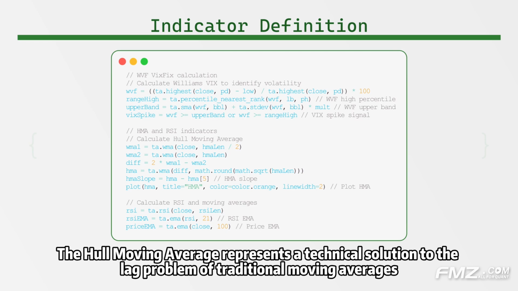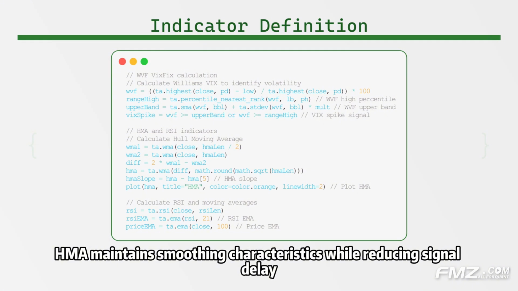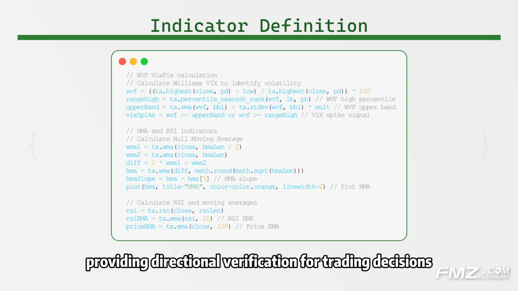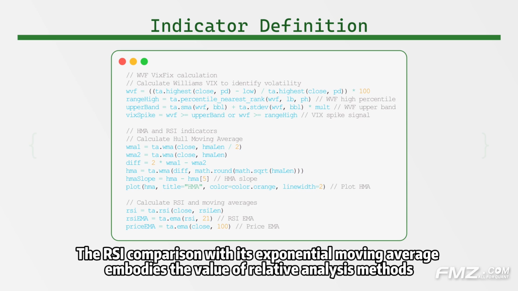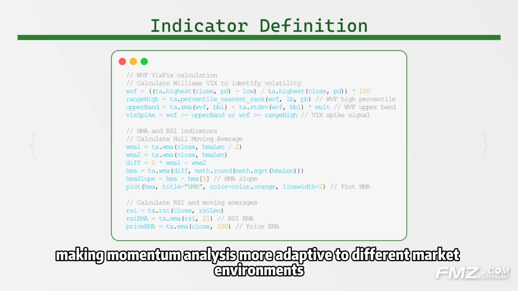The Hull moving average represents a technical solution to the lag problem of traditional moving averages. Through recursive calculation of weighted moving averages and square root period application, HMA maintains smoothing characteristics while reducing signal delay. HMA slope calculation enhances trend strength identification, providing directional verification for trading decisions. The RSI comparison with its exponential moving average embodies the value of relative analysis methods. This relative comparison avoids limitations that absolute threshold judgment might have, making momentum analysis more adaptive to different market environments.